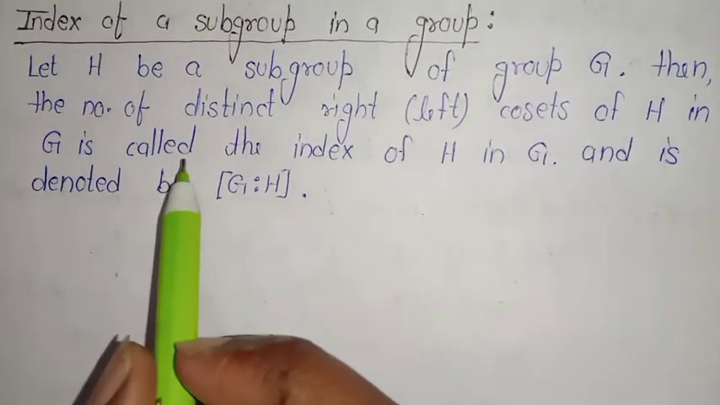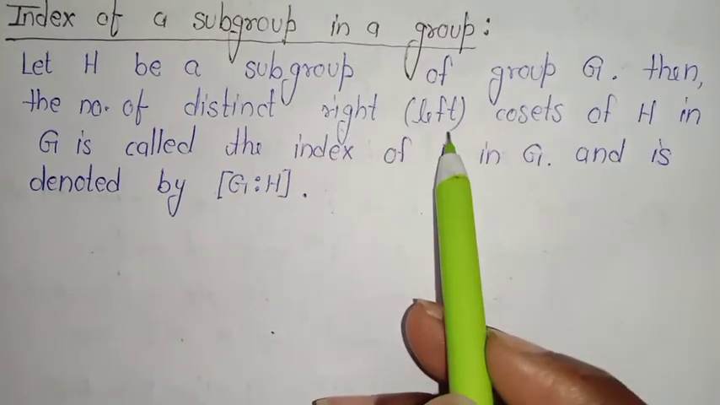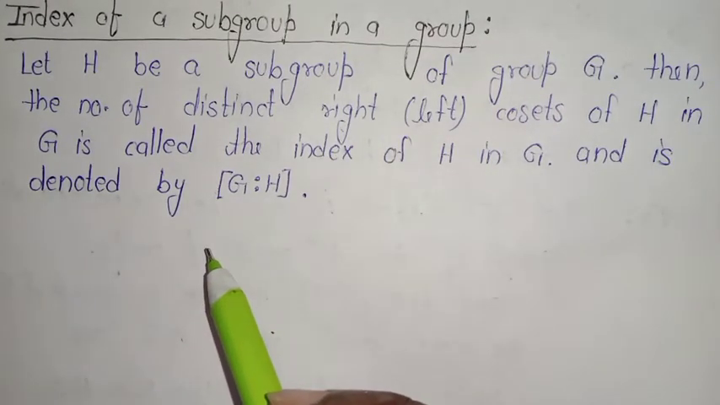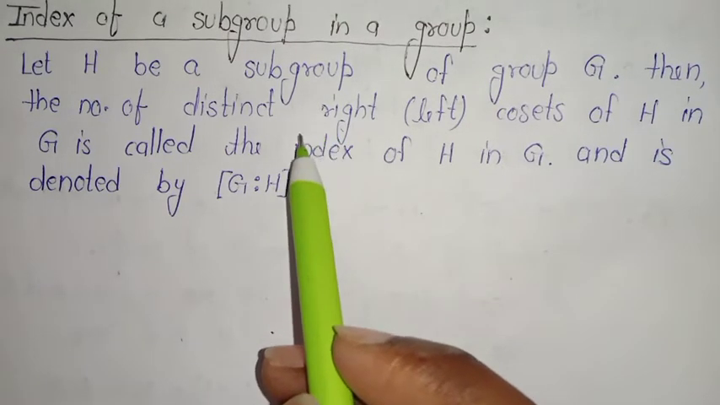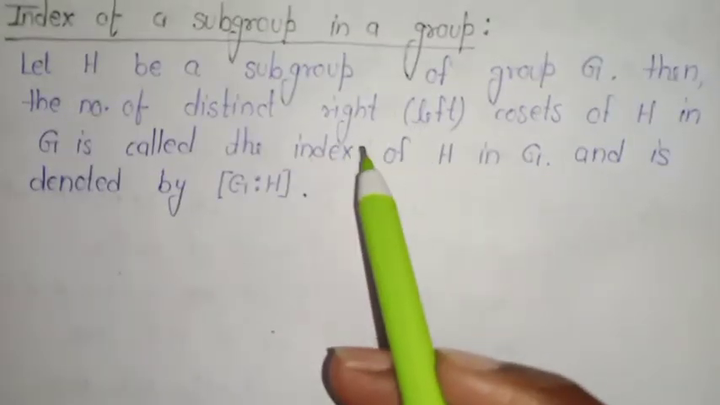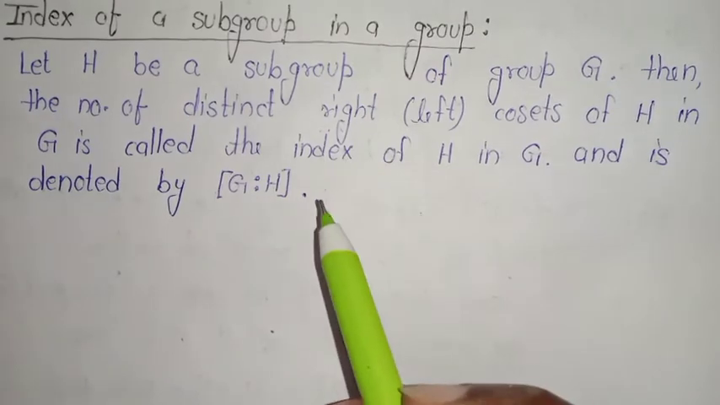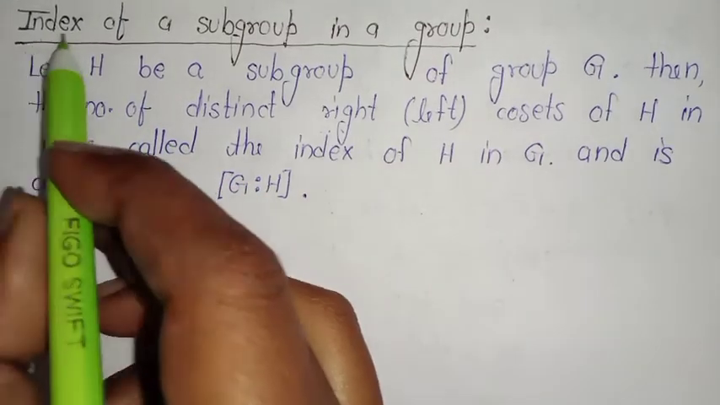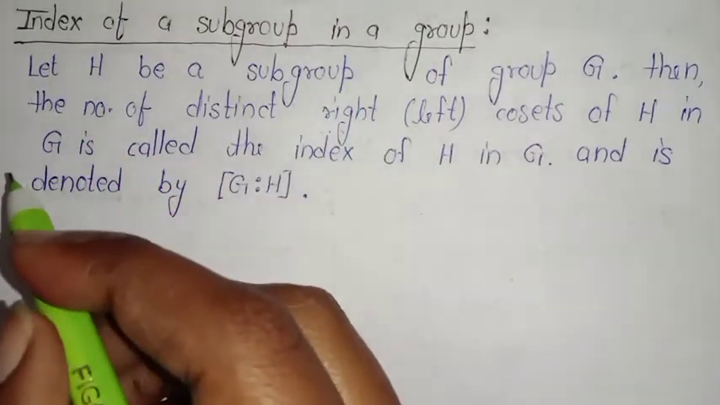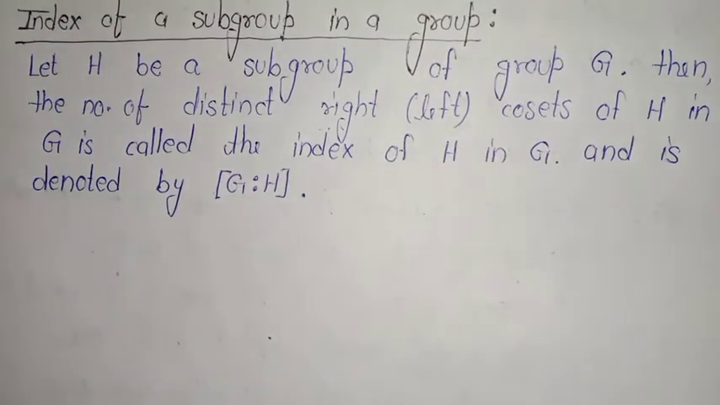I have discussed right and left cosets in my previous video, so those who are new on my channel can watch it. In that video, I discussed clearly what a right or left coset is and how to find the right or left coset in any given group. But today I will discuss a short trick by which we can find the index of a subgroup in a group, and that is very easy. You can determine it without finding the right or left cosets of a given group.